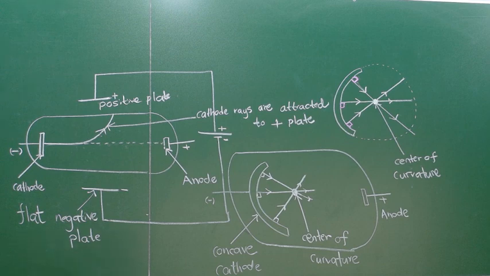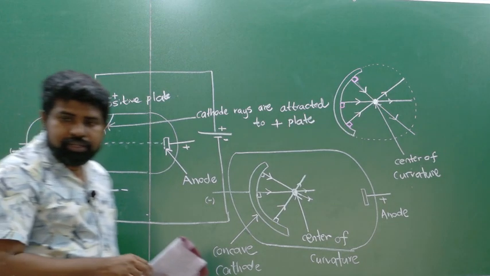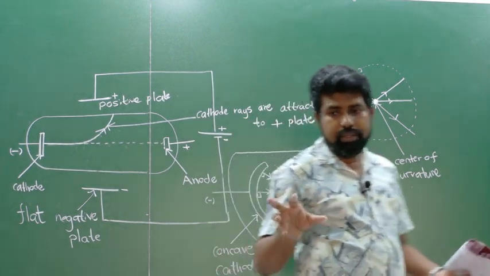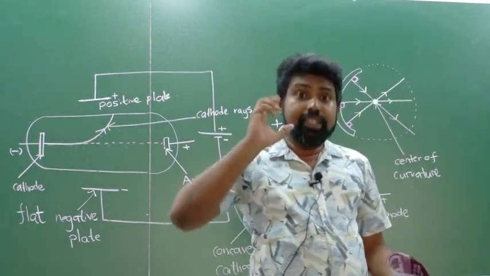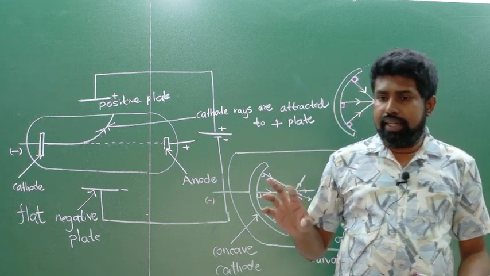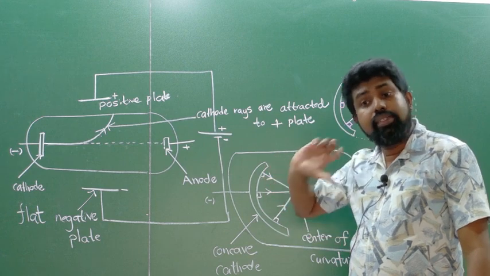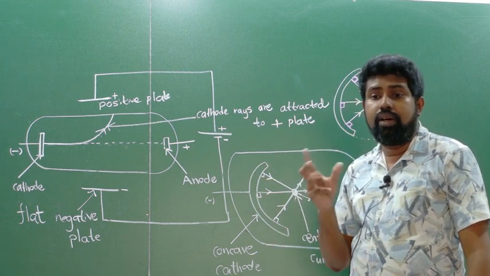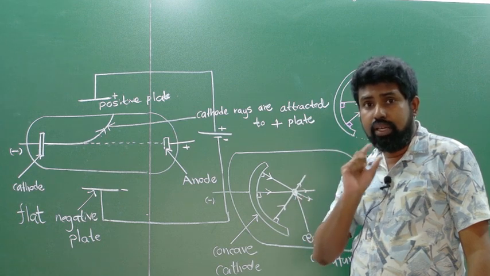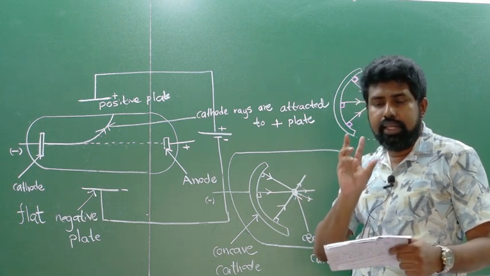Okay, let us move on to the next part. After doing these 5 experiments, Thomson did another experiment. This is not related, actually it is somewhat related to this experiment also, but he did a separate experiment and found a special property for cathode ray particles. Write down the topic.